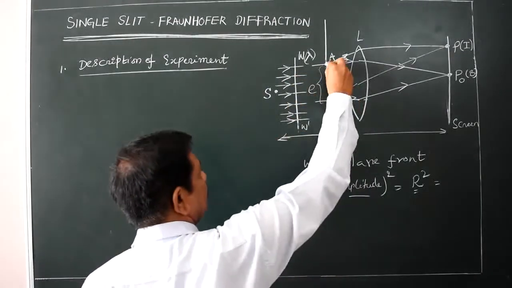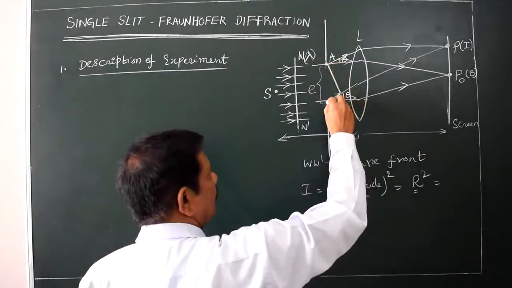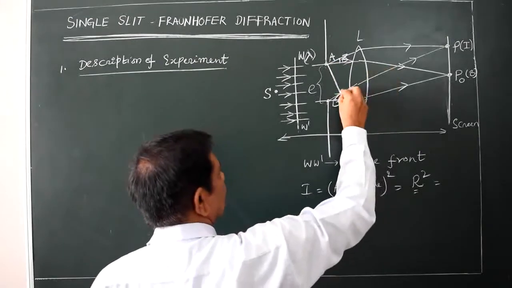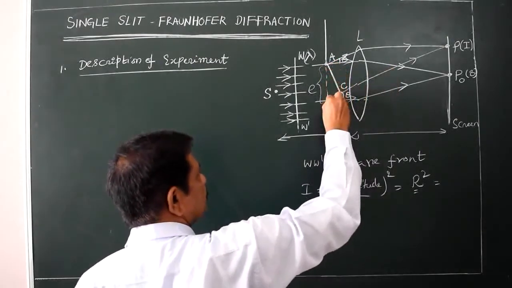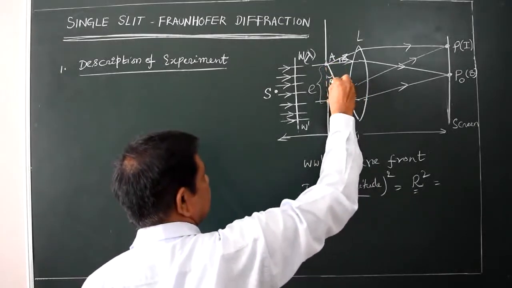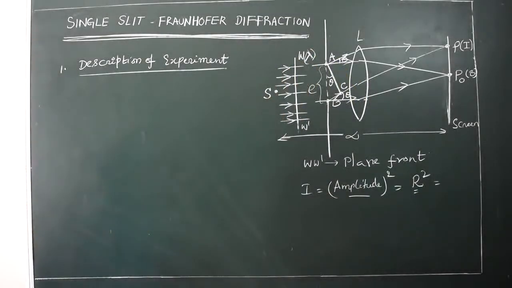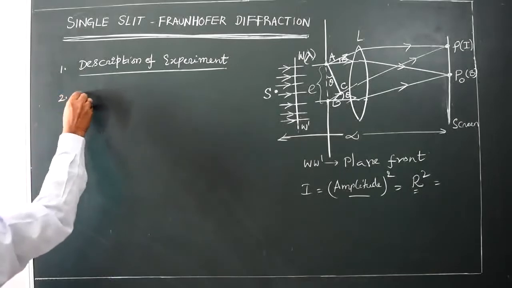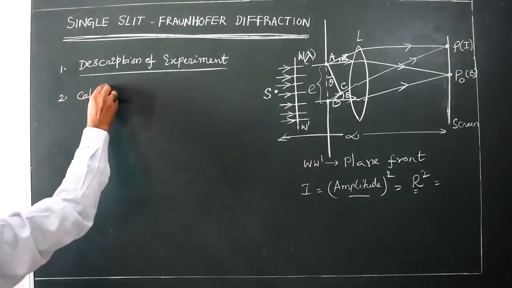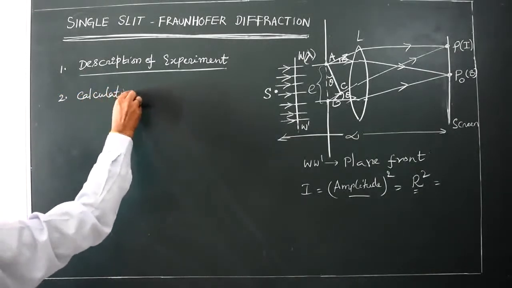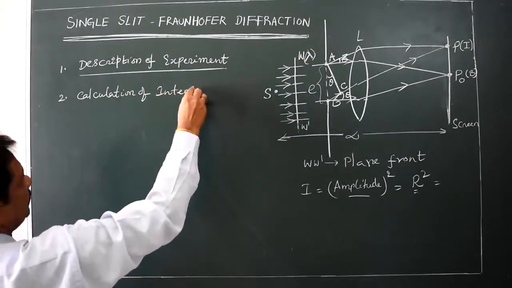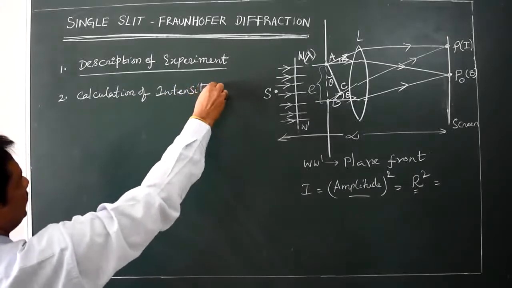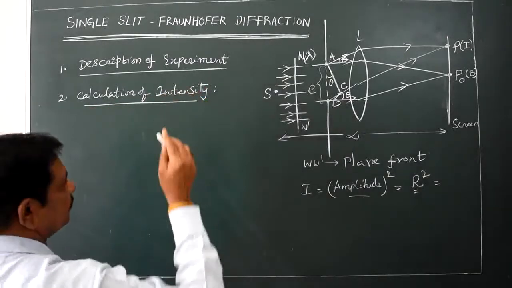This is the normal drawn from A onto B, and this point is taken as C. Now this is the hypotenuse, and this angle is equal to theta. From the triangle, the second part is the calculation of intensity. So that is the description, first part, and the second part is the calculation of intensity.